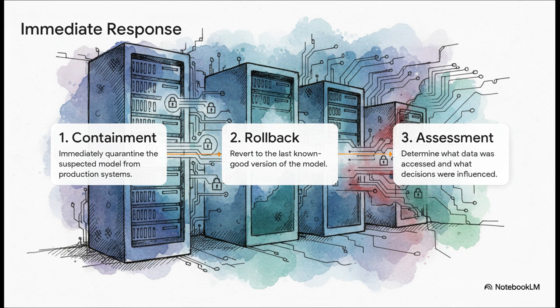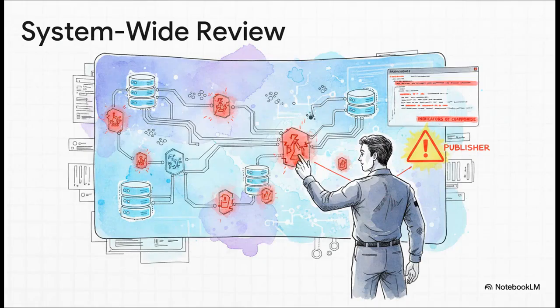And this, by the way, is a perfect example of why version control for models is absolutely critical. Step 3, impact assessment. Now you have to figure out, what did it see? What data did it touch? What bad decisions might it have made? But you can't just stop there. Finding one bad apple means you have to assume the whole barrel might be spoiled.